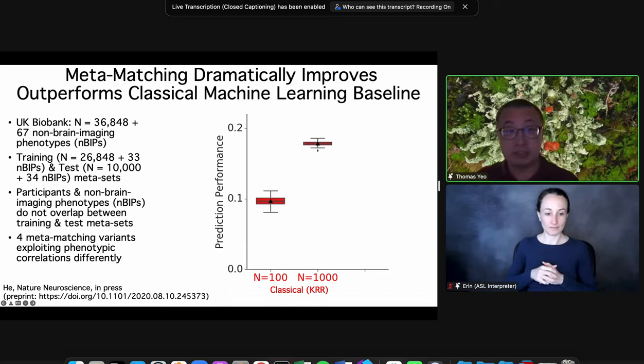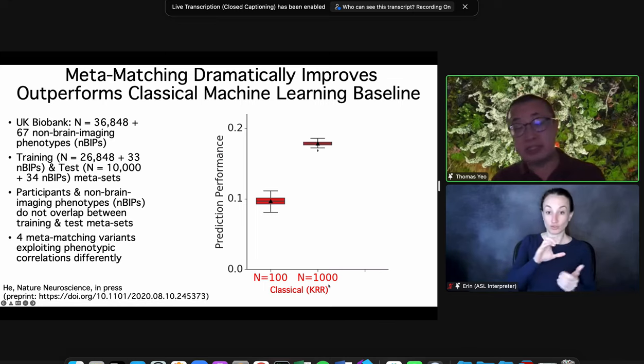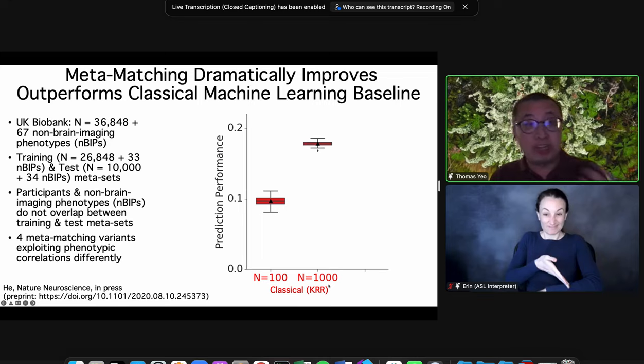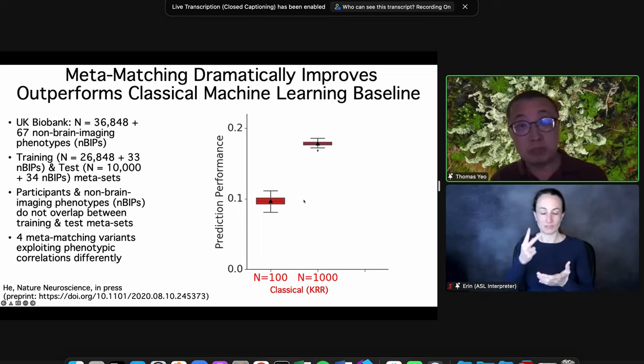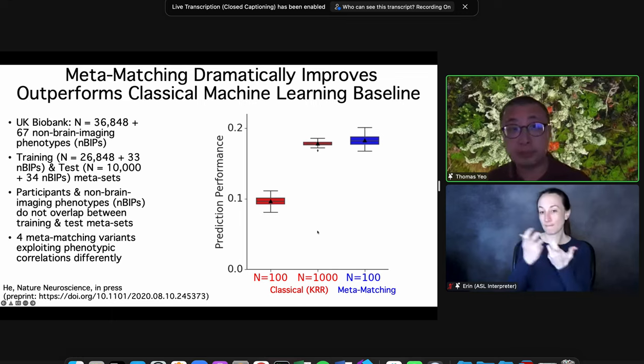Just to emphasize the size of the improvement, here's the prediction performance using classical kernel regression with 100 participants versus 1,000 participants. We can see that just by increasing the number of training participants from 100 to 1,000, we get a very big boost in prediction performance. And with meta-matching, we can achieve the same prediction performance using just 100 subjects.